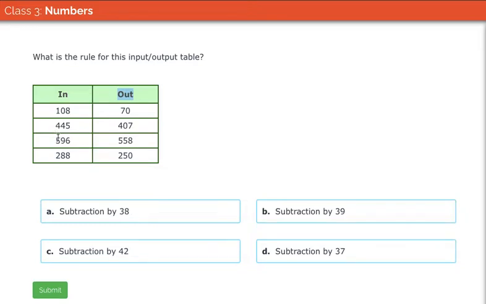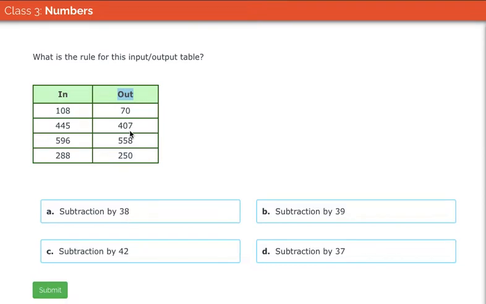Now 445 minus 38. Let's just say minus 30 first. So 445 minus 30 is going to be 415. Then 415 minus 8 is 407.